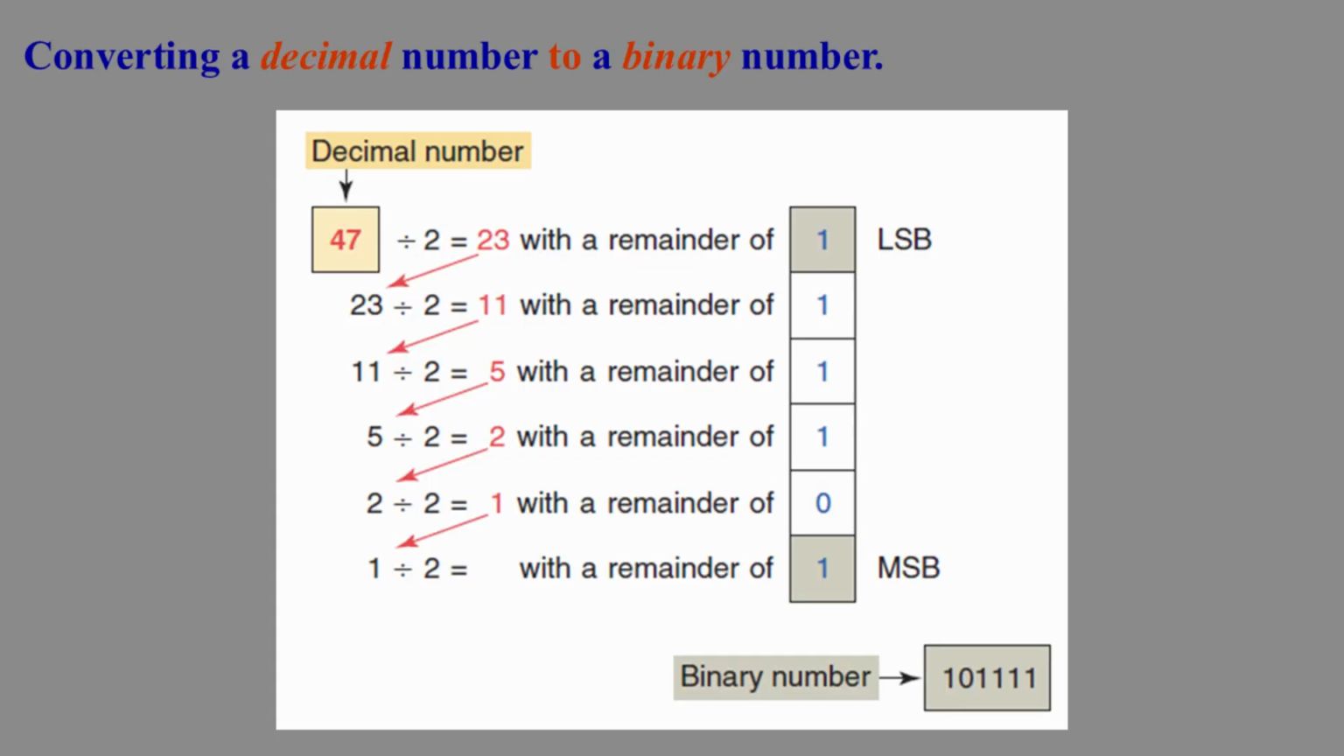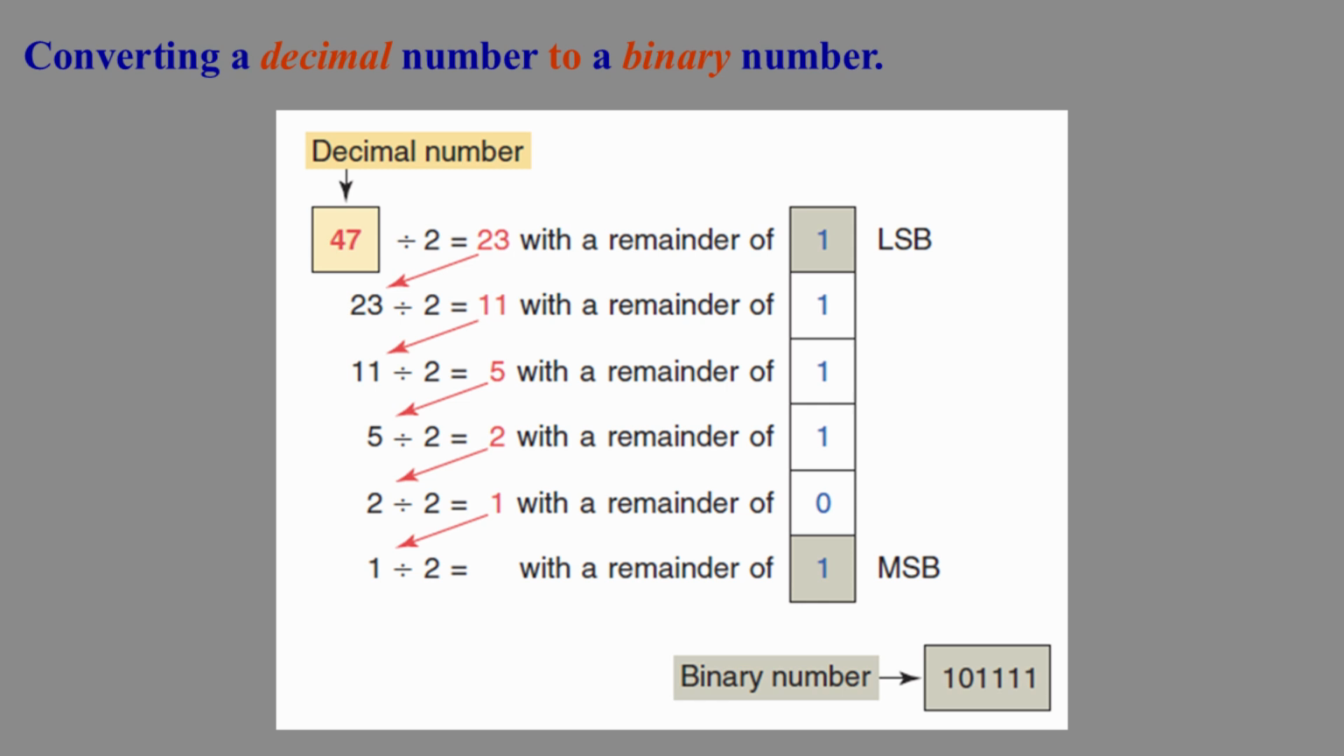To convert a decimal number to its binary equivalent, we must perform a series of divisions by 2. This figure illustrates the conversion of the decimal number 47 to binary. We start by dividing the decimal number by 2. If there is a remainder, it is placed in the LSB of the binary number. If there is no remainder, a 0 is placed in the LSB. The result of the division is brought down, and the process is repeated until the result of successive divisions has been reduced to 0.